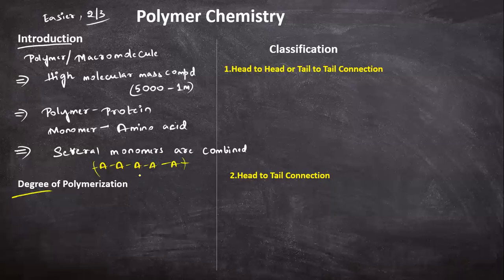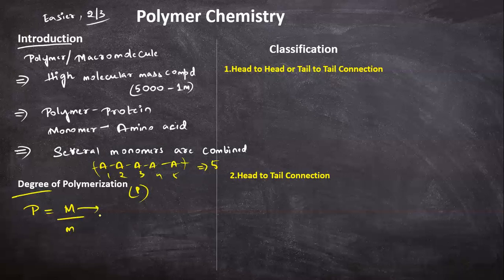So how many monomer units are present in this? There is one, two, three, four, five. Five monomer units are present in this polymer. So degree of polymerization is 5 for this. And this degree of polymerization is denoted by P. Keep in mind. So the number of monomer units will be equal to the degree of polymerization. There is a simple formula you can remember: P is equal to capital M divided by small m.